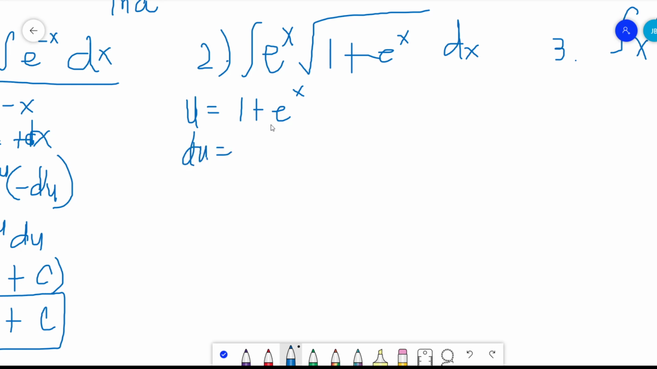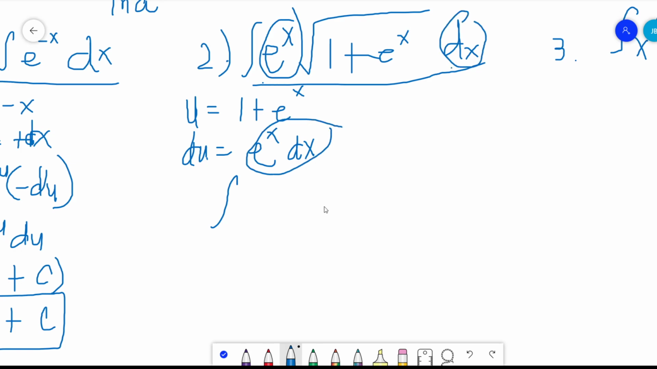What's the derivative of e^x? In your differential calculus, the derivative of that is equivalent to e^x, still e^x, right? So d over dx is equal to e^x, so you just simply put dx here. We can change this in terms of u. So that's the integral of e^x dx, which is du. Notice that e^x dx is du. Then 1 plus e^x, that's u. So that's u raised to 1 half.